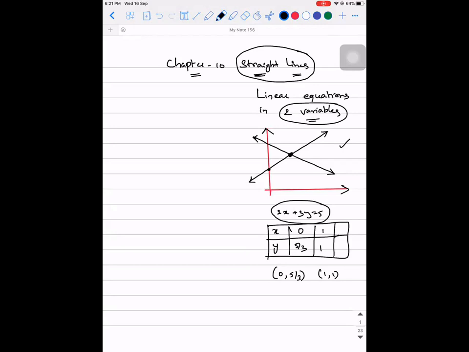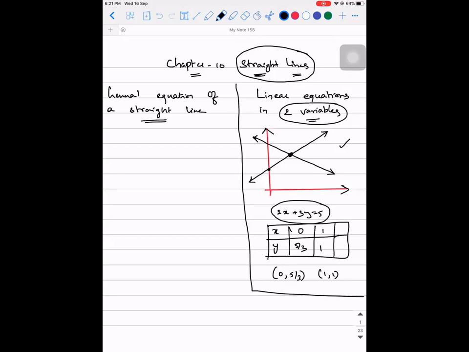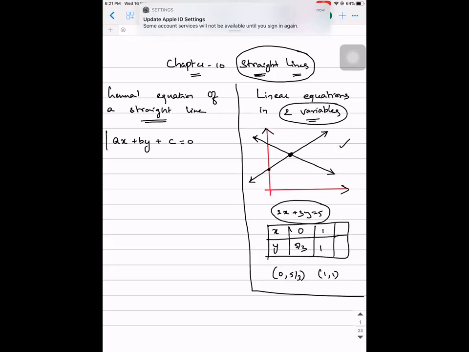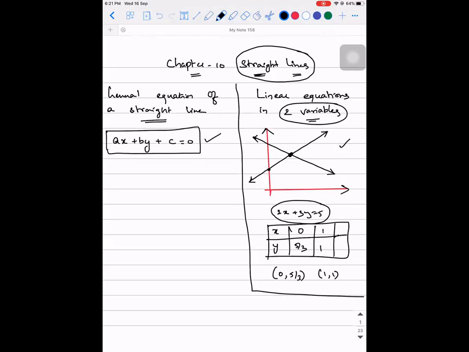So what I'm going to start with is, I'm going to tell you the general equation of a straight line. So what is a straight line? It is a linear equation in two variables, that is ax plus by plus c is equal to 0. So this is going to be the general equation of a straight line. This is the first and foremost point that you need to know. Okay, ax plus by plus c is equal to 0. Make a note of it. Okay, so I hope this point is clear.